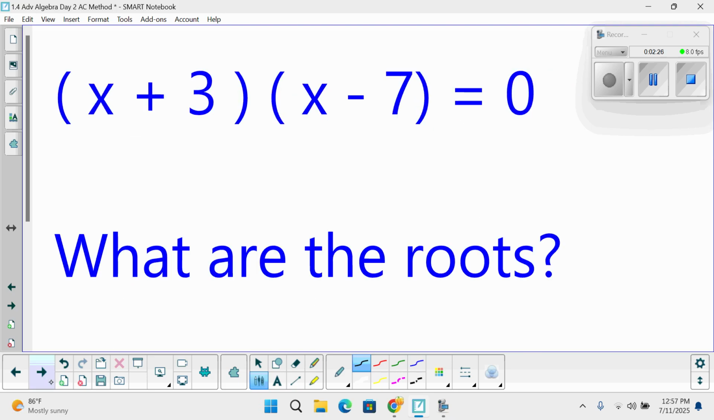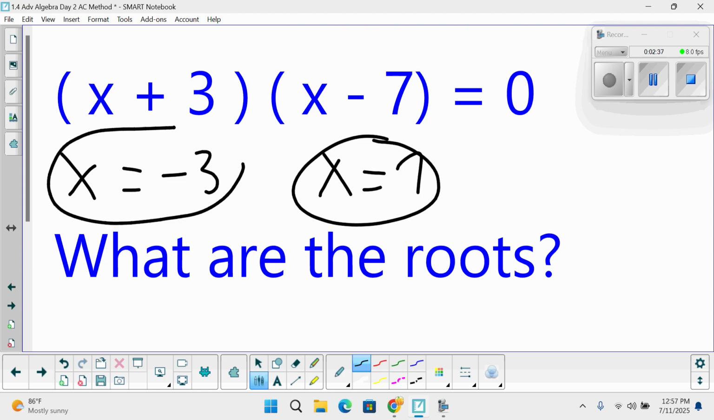What do you think the solutions would be for this answer? It'd be x equals -3 and x equals 7, because you would set each binomial equal to 0 and solve. Those are called roots, they're called solutions, they're called x-intercepts, and they're also called zeros.